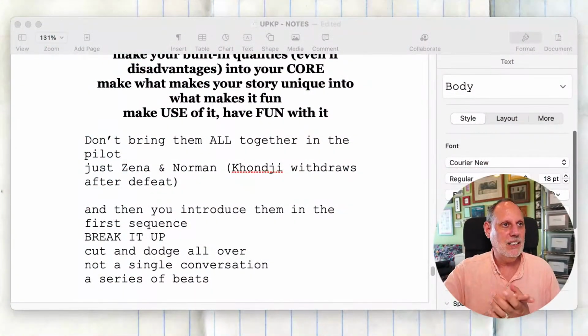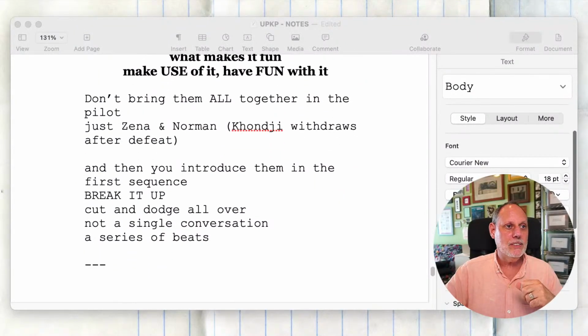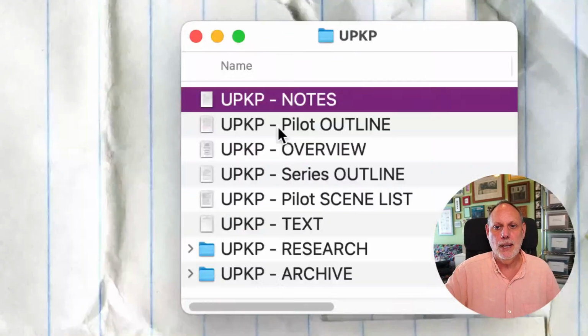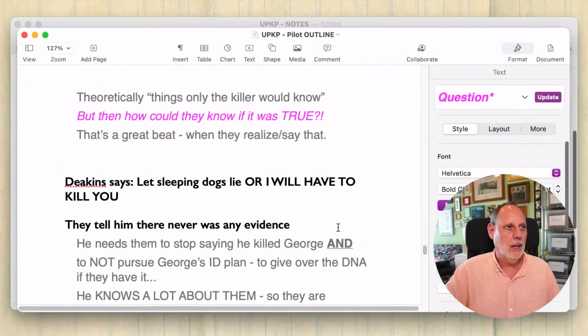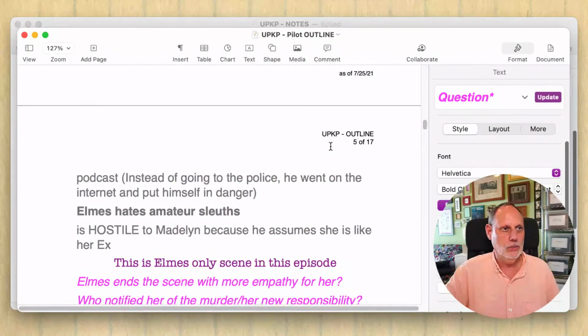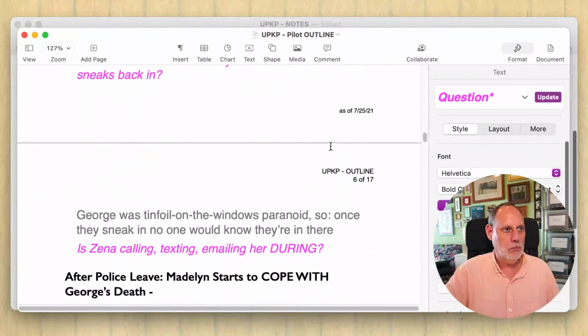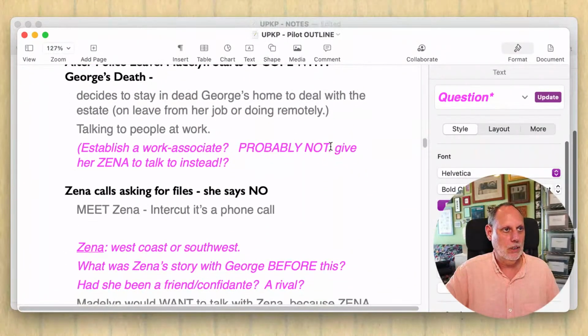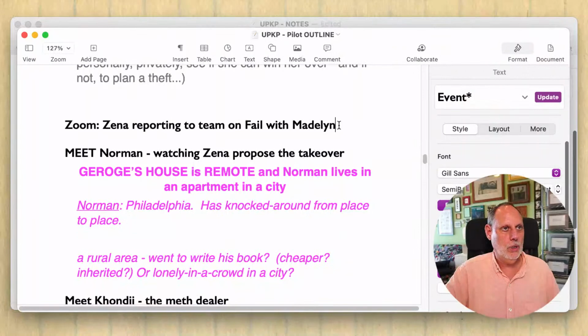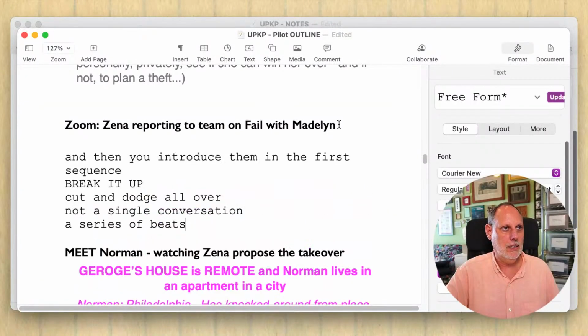Anyway, so just to stop complaining and start talking. The point is, in this first sequence where we meet everyone, I believe we need to break it up into a bunch of scenes, a whole lot of beats, and not try and get it all in at once. So I'm just going to put that note in here, where I say Zoom reporting to the team and meet the team.